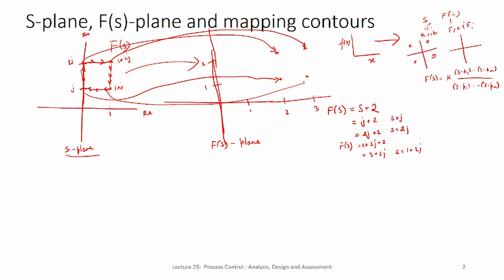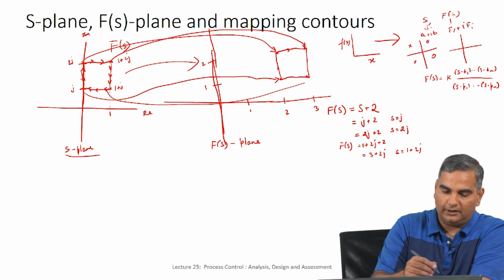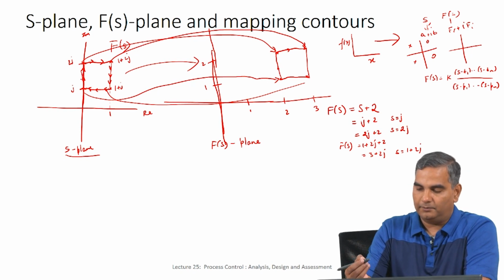Any other point here also will be translated likewise. So, basically this will just be a translation by 2 units along the real axis of this contour. So, this S contour will turn out to be the following contour here in the f of s plane. So, this is a very simple idea of how this goes. Any point here will also be plus 2 here.